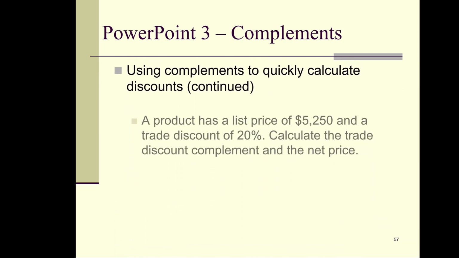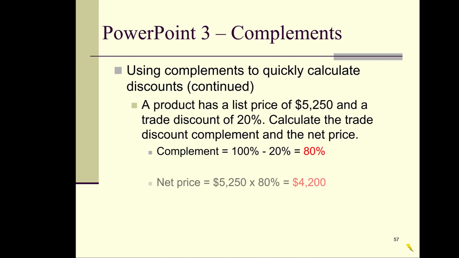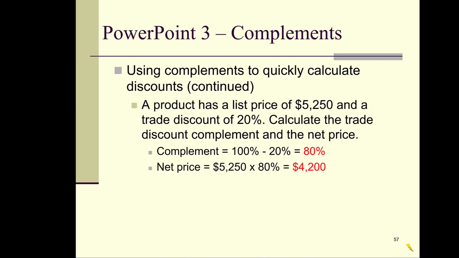Let's say there's a product that has a list price of $5,250 and a trade discount of 20%. So now they're going to ask us two things. One, calculate the trade discount complement, and then calculate the net price. So what's the complement of 20%? It's 80%. So we're going to pay 80% of $5,250. So the amount due is $5,250 times 80%. So we owe $4,200.